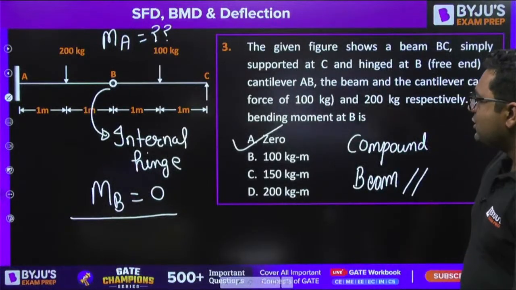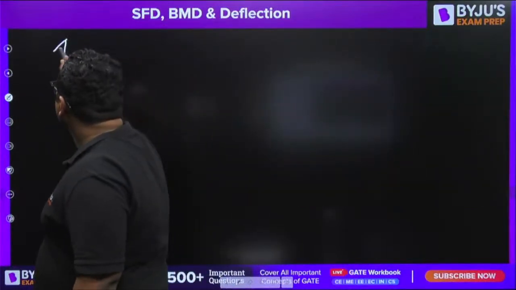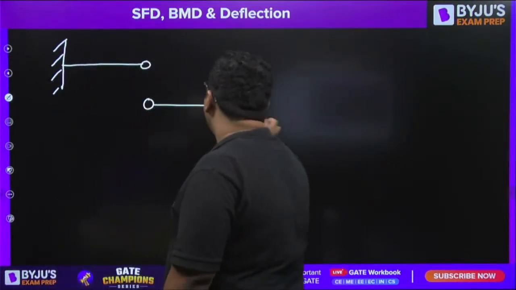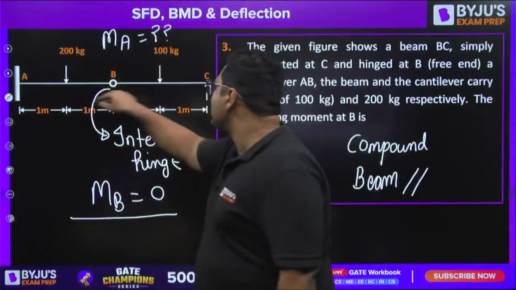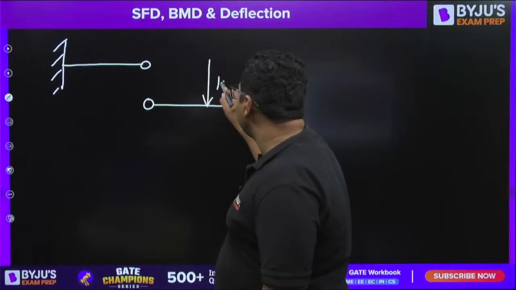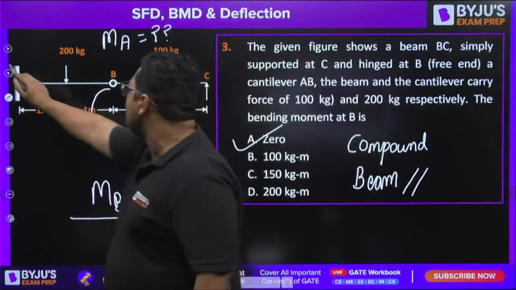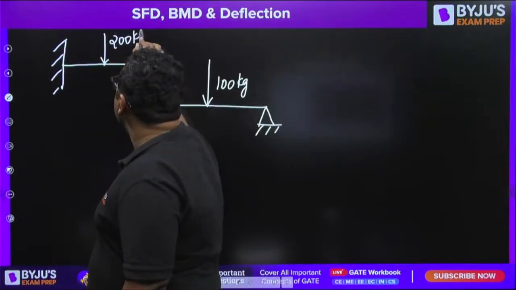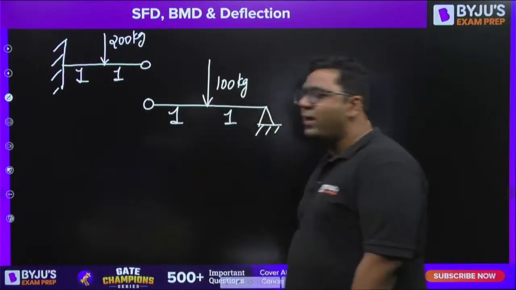Very good, Shubham. So dear, as it is a compound beam, we need to divide it like this. So if you see that, here it is 200, here it is 100. So here it is going to be 100. And if you see the previous one, here it is 200 kg. This is 200 kg. This distance is 1, 1, 1, 1.